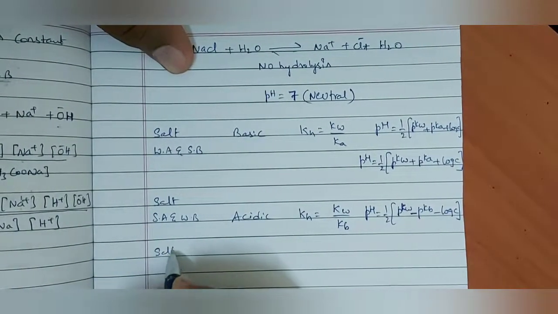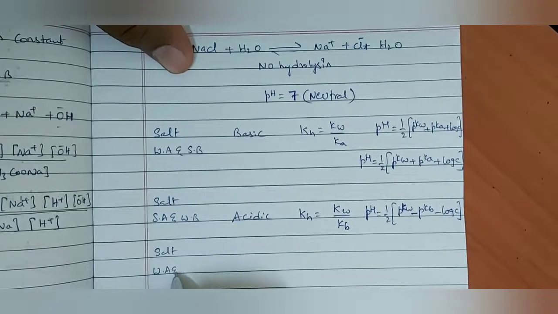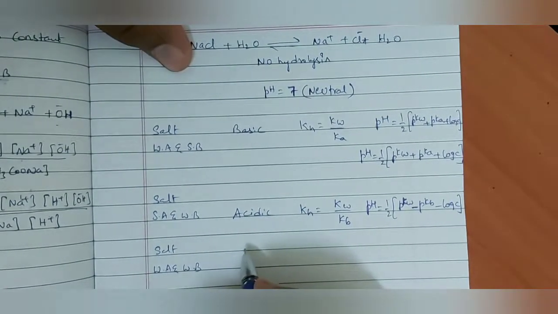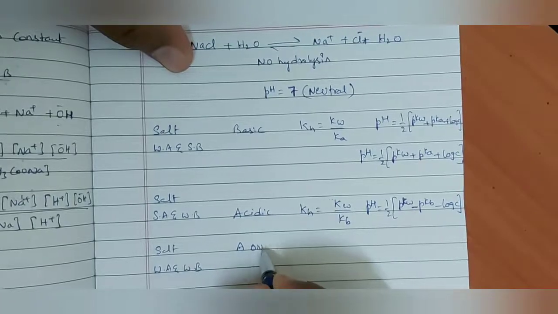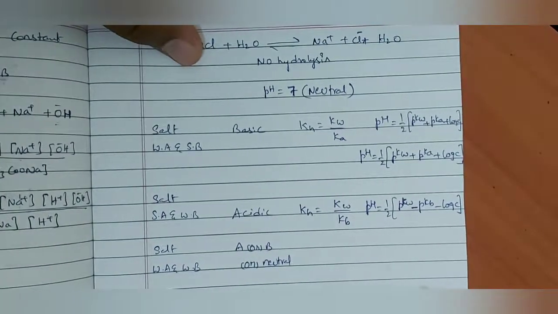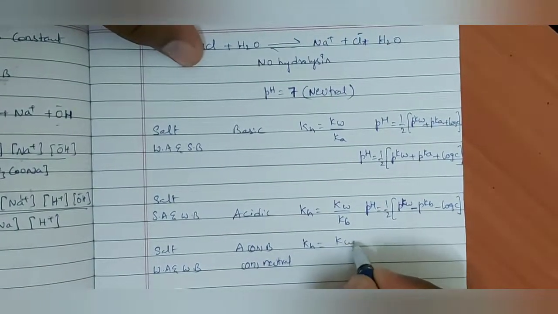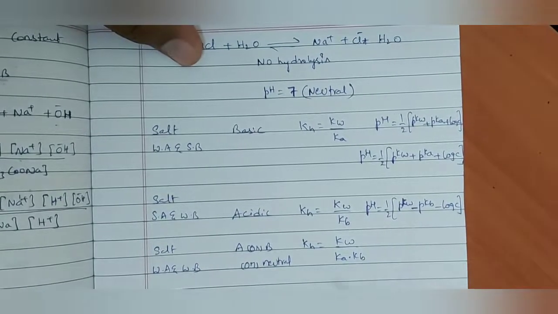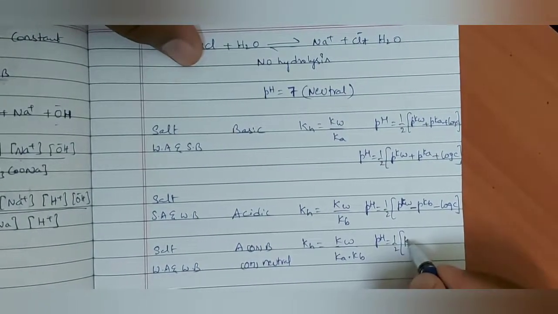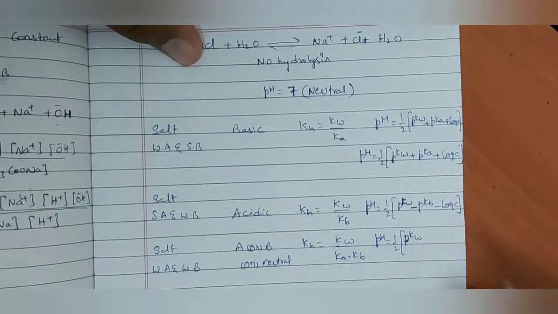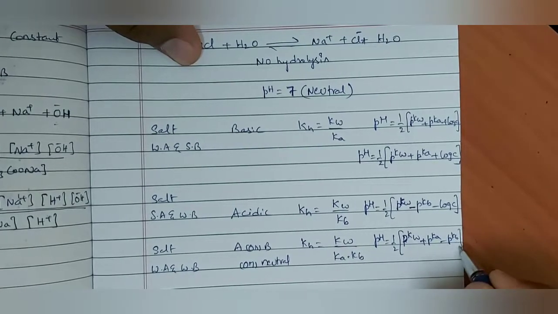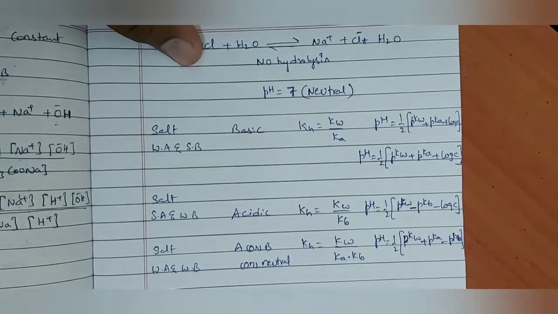Next, salt which is obtained from weak acid and weak base. The resulting solution is acidic or basic or neutral, depending on the strength of ions present. KH is equal to KW by Ka into Kb. We are getting both of them. pH is equal to 1 by 2 into pKw is common only, plus pKa, everywhere pKa plus only, minus pKb. For pKb alone, minus we are getting.